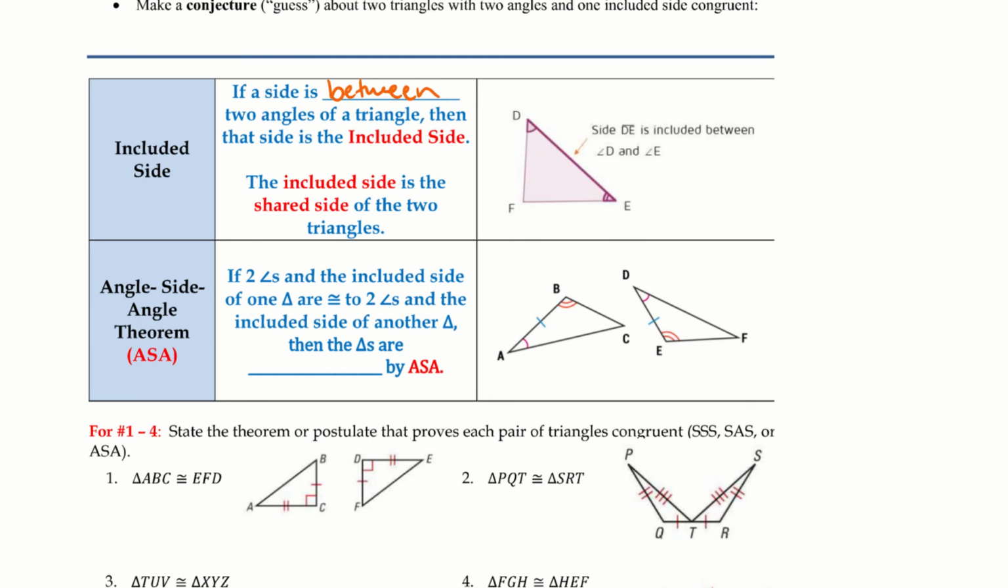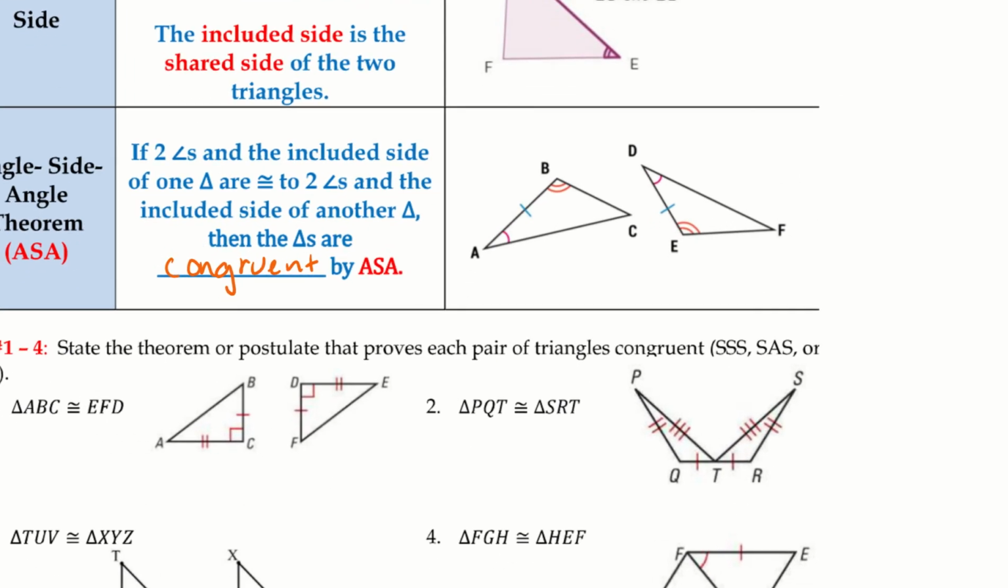Angle side angle theorem. If two angles and the included side of one triangle are congruent to two angles and the included side of another triangle, then the triangles are congruent by angle side angle. So with angle side angle, I am able to create a congruent statement.